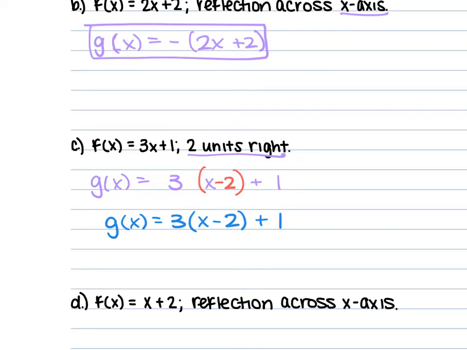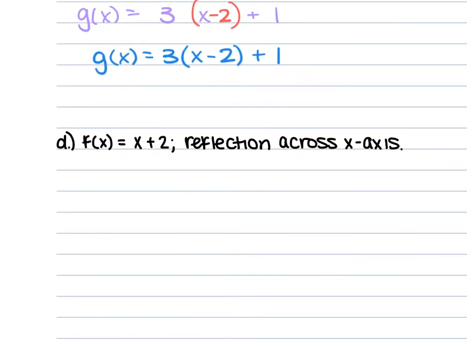You have to remember with this one, the transformations that are happening to begin with: the 3 in front of the x means a vertical stretch. The plus 1 means that it's going up 1. So in order to put in 2 units to the right, it's going to have to be in parentheses. The only thing that goes in the parentheses with that is the x, which is why we separate that 3 from the x minus 2.